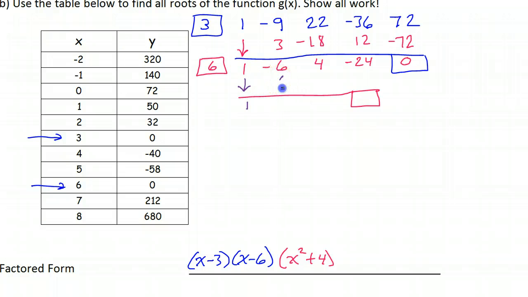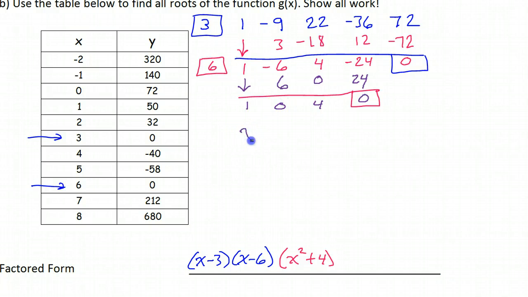Okay, so 1 times 6 is 6. That makes 0. 0 times 6 is 0. That's 4. 4 times 6 is 24. Alright, and of course that's another root. See how now we're down to 3? First of all, that's 6. That gives us our factor of x minus 6.